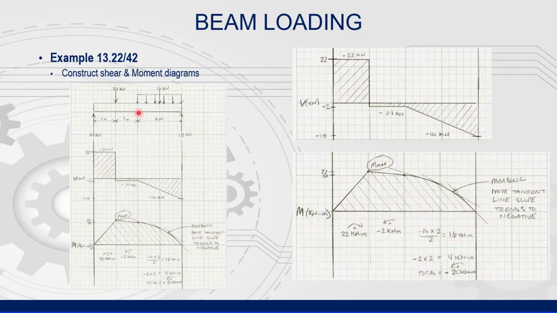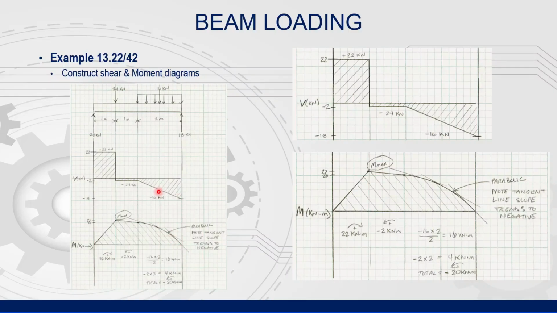Then we don't have another load until we get to the distributed load. So that's going to be a straight line, and it's going to be sloping down. The area under this portion of the curve is minus 2 kilonewtons times 1 meter, so minus 2 kilonewton meters. So this goes from 22 to 20. Now we get to the distributed load, and so now we have a parabolic curve, and it continues going until we get back to 0 here.